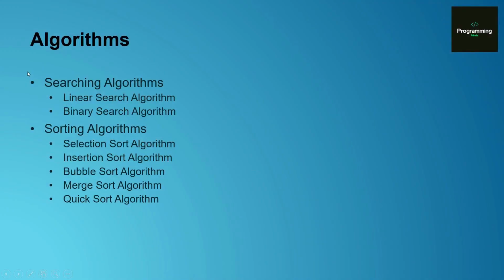We are going to understand the following algorithms using C++, as well as the theory. We will understand searching algorithms: the linear search algorithm and the binary search algorithm. Then we will go to the sorting algorithms, and we will understand the selection sort algorithm, insertion sort algorithm, bubble sort algorithm, merge sort algorithm, and quick sort algorithm.